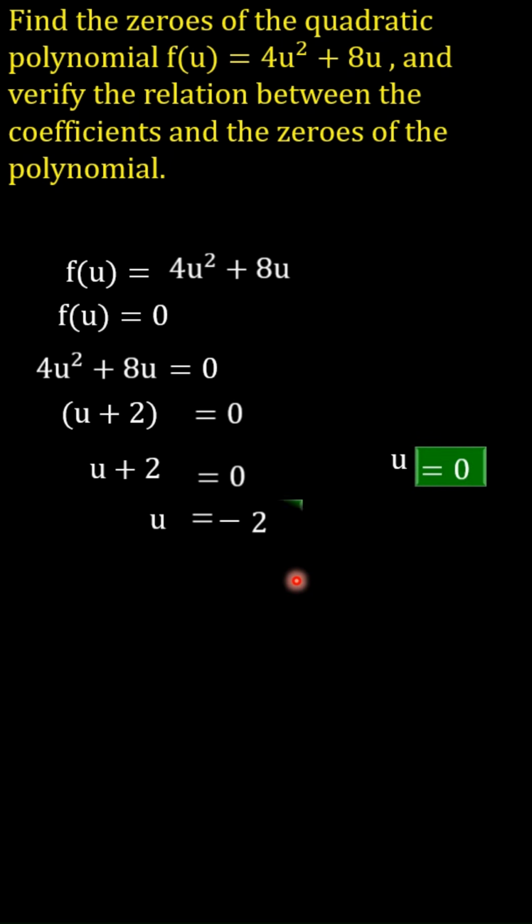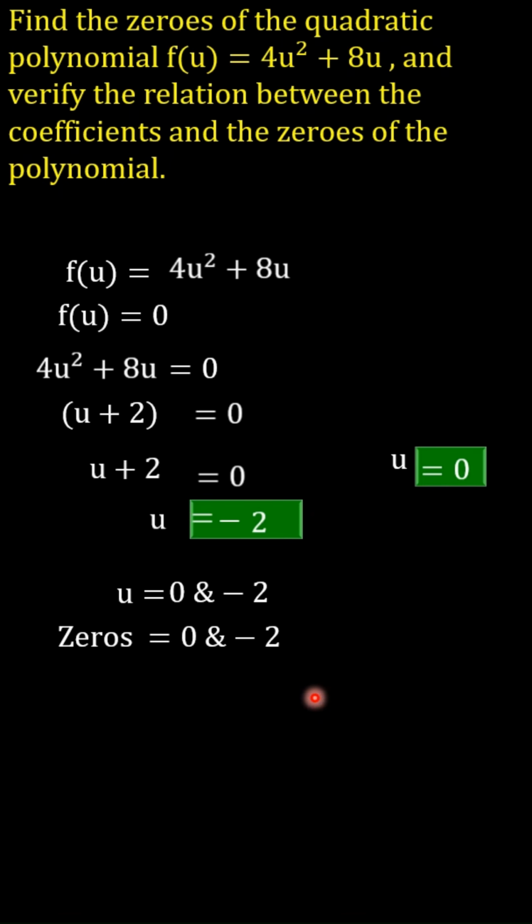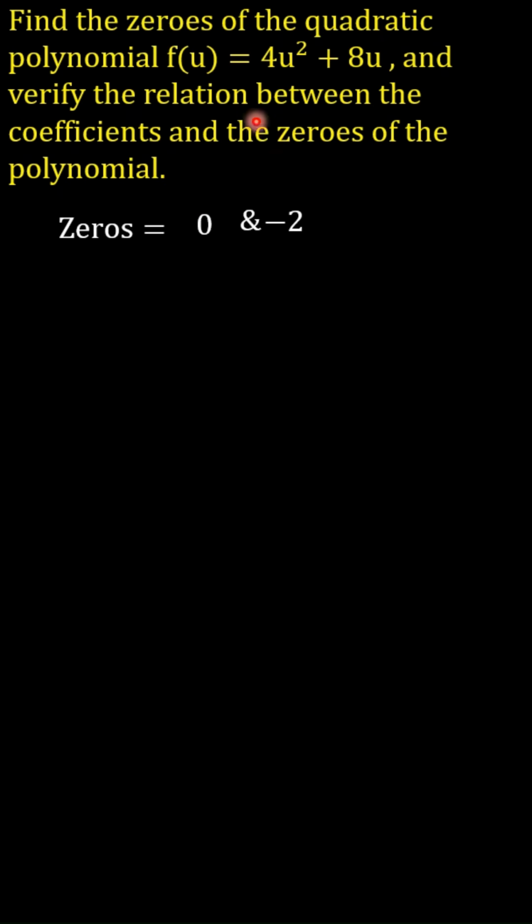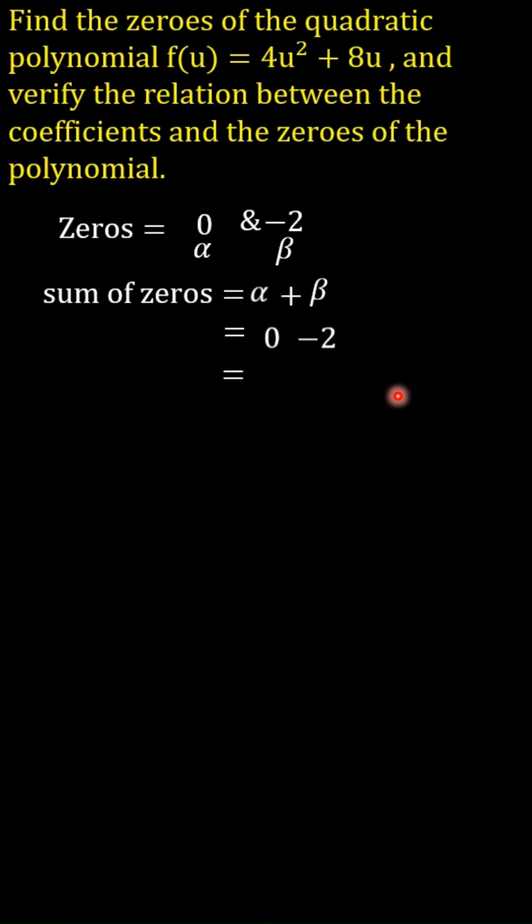Now we have u = 0 and -2, and these are the zeros of this given quadratic equation. That is, 0 and -2 are zeros of this equation. Now to verify, we need to find the sum of zeros and product of zeros. Let us assume one zero is alpha and another zero is beta. First, we find the sum of zeros, that is alpha + beta. Substituting the values, we get 0 + (-2), so 0 - 2 = -2.